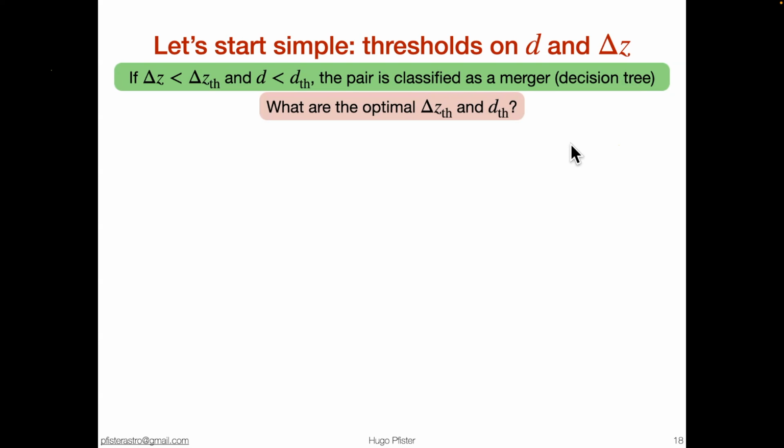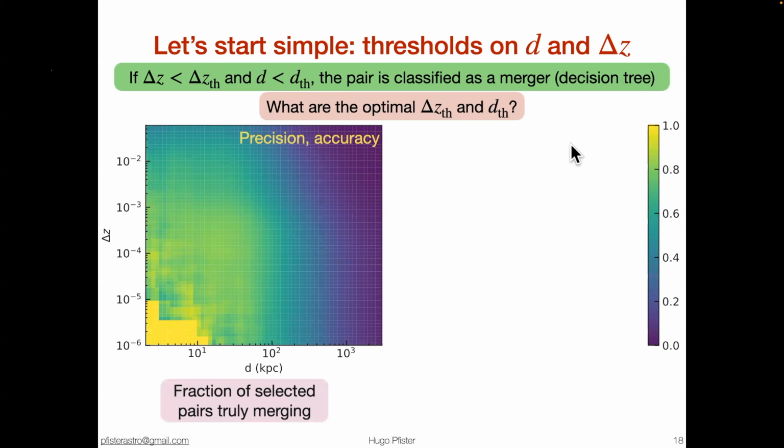And if you want to find an optimal threshold, you need to optimize on some metric. And the metric that you may think about immediately is precision or accuracy, which tells you the fraction of selected pairs which are truly merging. So if your algorithm tells you, okay, I've selected this amount of pairs, what is the fraction that is truly merging? And you can look at it as a function.